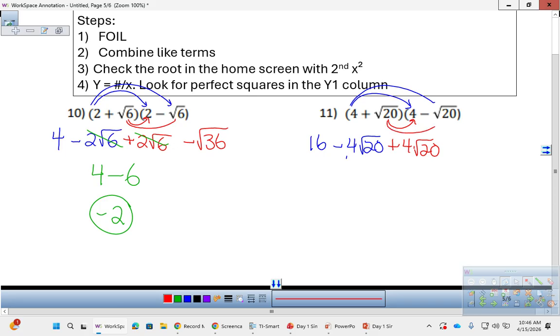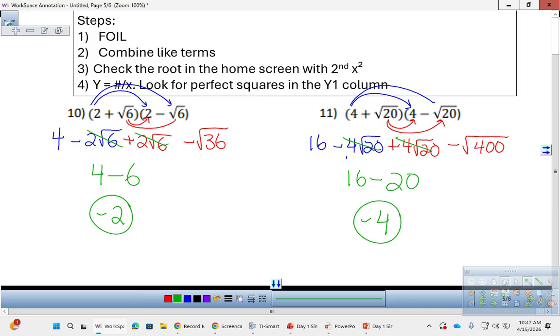And positive root 20 times negative. The positive times the negative gives me a negative. And 20 times 20 is 400. So I get a root 400 there. What happens here, because they're conjugates, is the negative 4 root 20 and the positive 4 root 20 zero out. And I'm just left with 16 minus the square root of 400. The square root of 400 is 20. Like if you typed that into your calculator, it's just 20. And so ultimately, I just end up with negative 4.